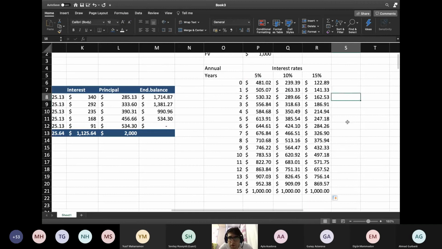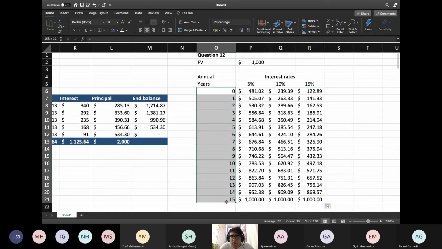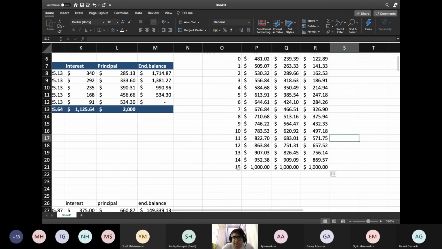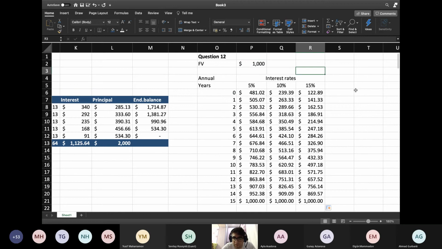It should be here. Yes, it should be correct now. Okay. So we have found present value of 1,000 for 5%, for 10%, for 15%, and over 15 periods. For each period, 15 period, 14 period, 7 periods, 6 period, 1 period, and etc. So at the end of the life, in year 15, it is the same for all interest rates, because future value at year 15 should be equal to the future value itself, 1000.